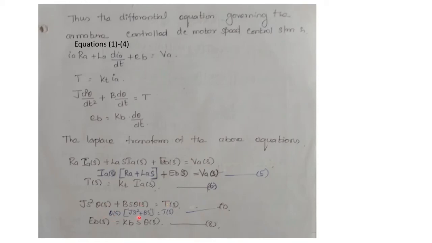The remaining terms will be J S square plus B into S. That is equal to capital T of S. Mark this as equation number 7. Now finally for the last equation, we have to apply Laplace transform.